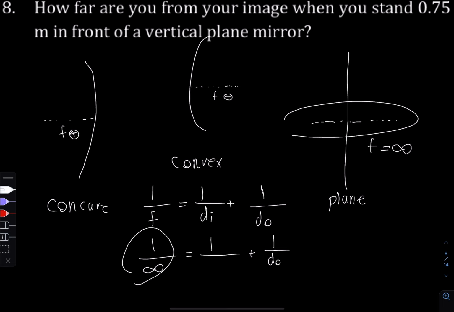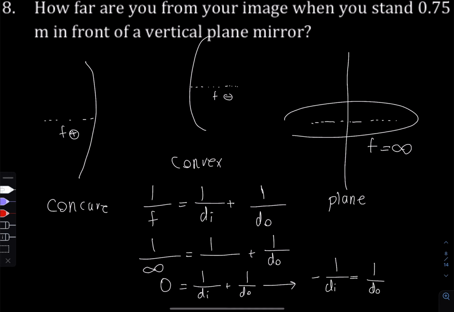Whenever you have 1 over infinity, you have 0. So this side is 0. All right. What that means is you have this. When you have this, it basically turns into negative 1 over di equals 1 over do. Right? So what that means is, and you can flip this, so make it negative di equals do. Whenever you have a vertical plane mirror, this is the situation.